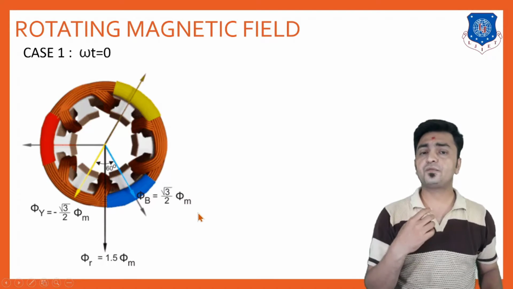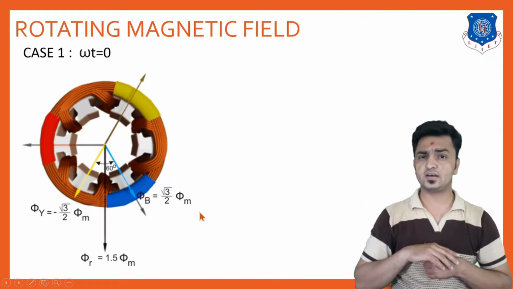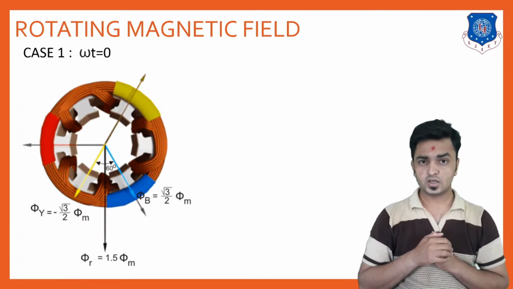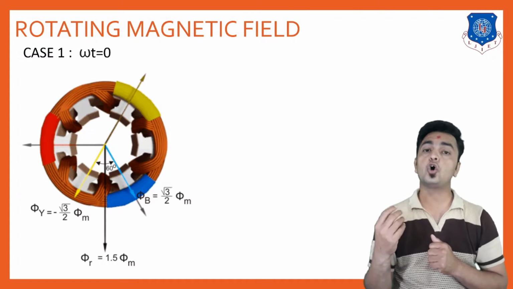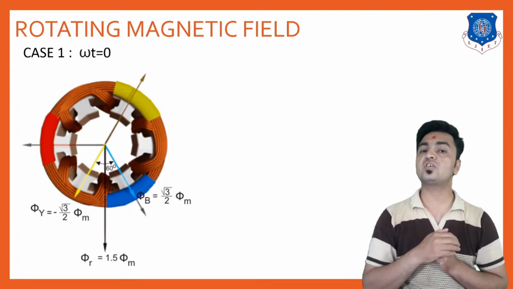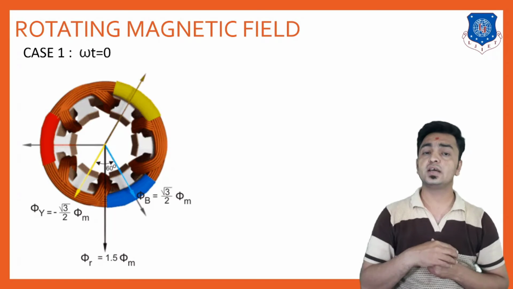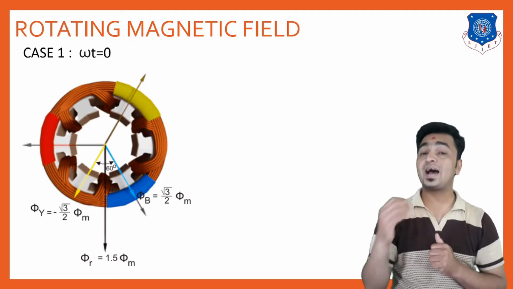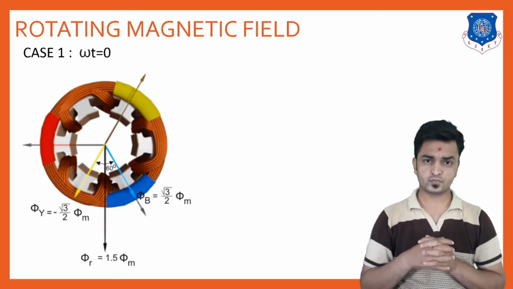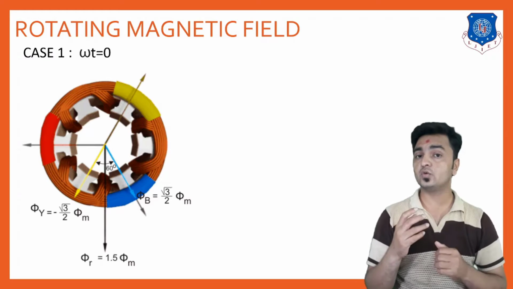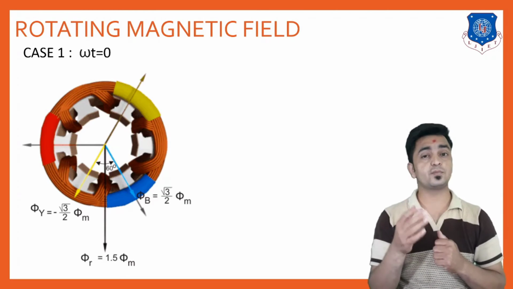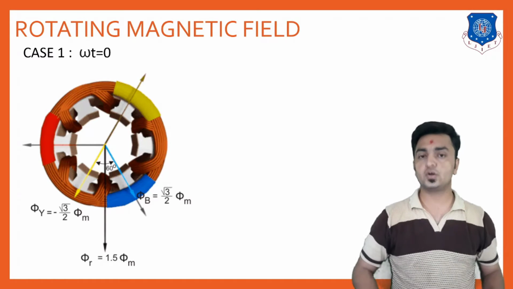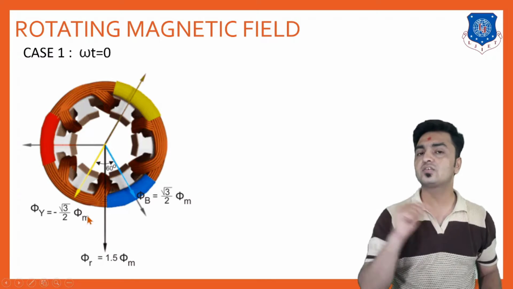In the same way, if we consider the second value phi y, that was phi m sine omega t minus 120 degree. Now if we put omega t equal to 0, we will get sine minus 120 degree, and the value of sine minus 120 degree is going to be minus root 3 by 2. So here we are getting the minus value, multiplied by phi m. So we are getting phi y equal to minus root 3 by 2 phi m.